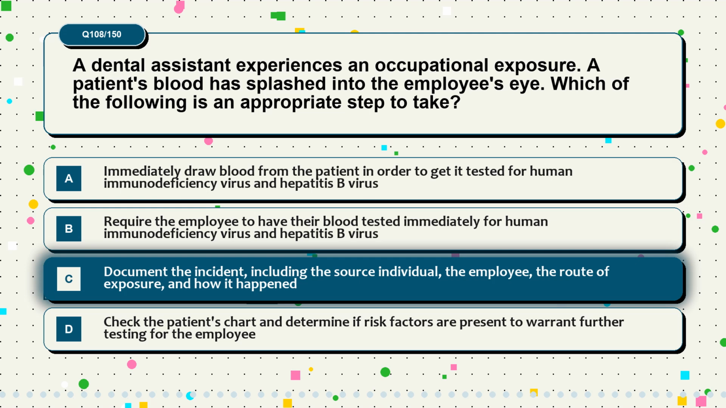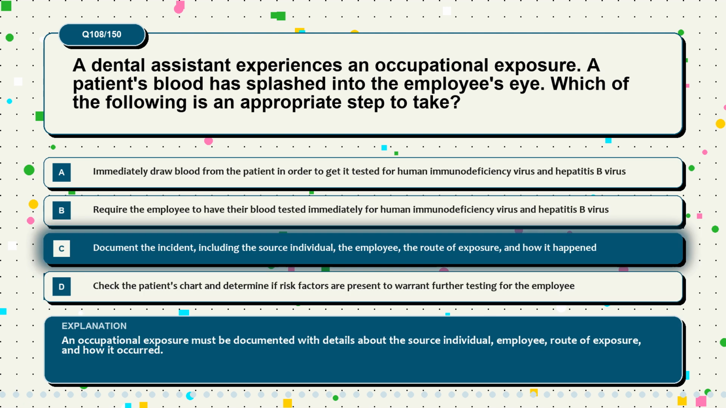The correct answer is option C. Document the incident, including the source individual, the employee, the route of exposure, and how it happened. An occupational exposure must be documented with details about the source individual, employee, route of exposure, and how it occurred.